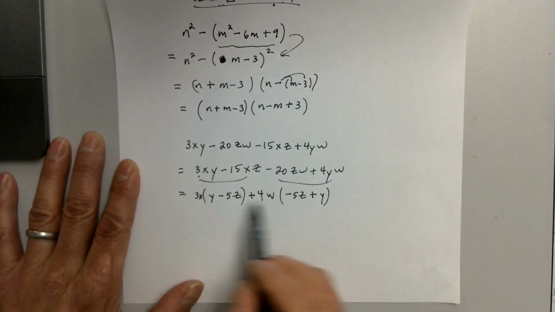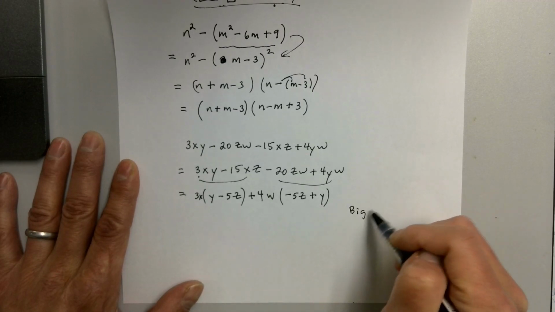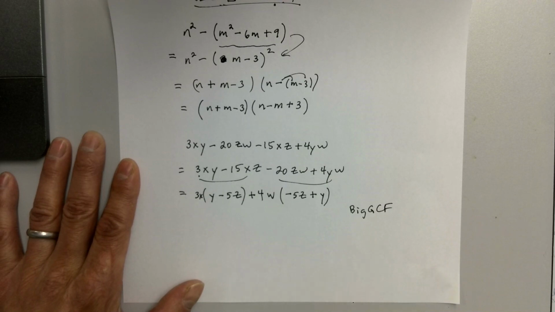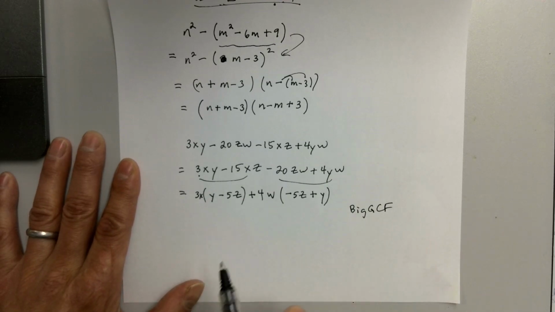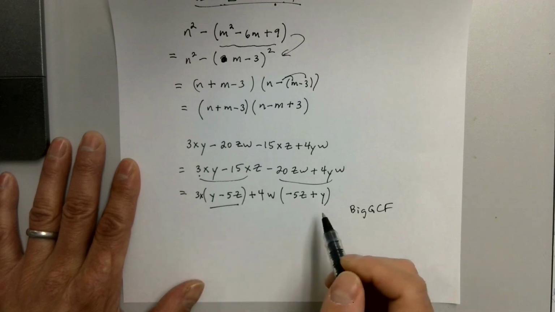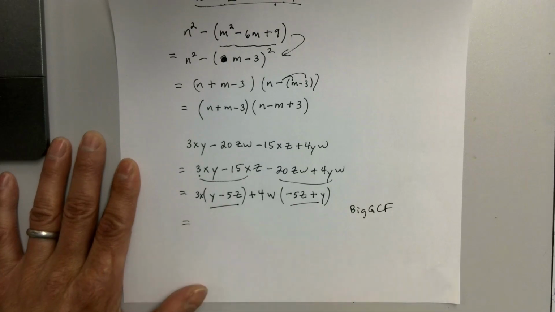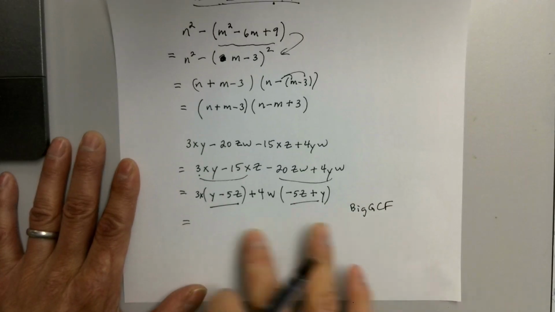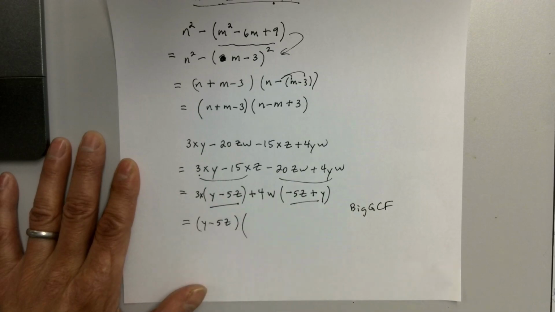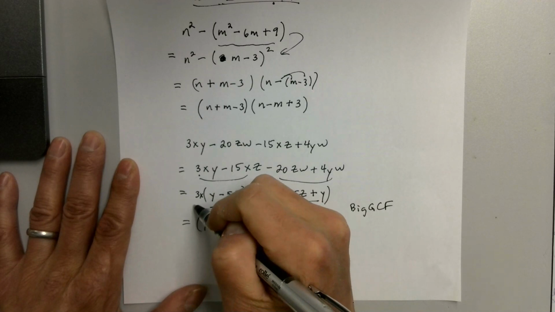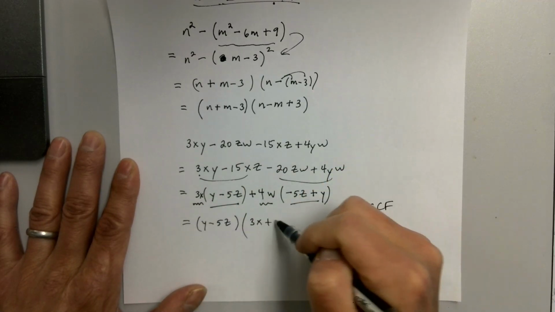Okay, now this should look familiar. Remember when we did big GCF? A GCF that was a binomial. There's a big GCF here. y minus 5z is the same thing as negative 5z plus y. That's my big GCF. So I take it out, and my leftover is 3x plus 4w.